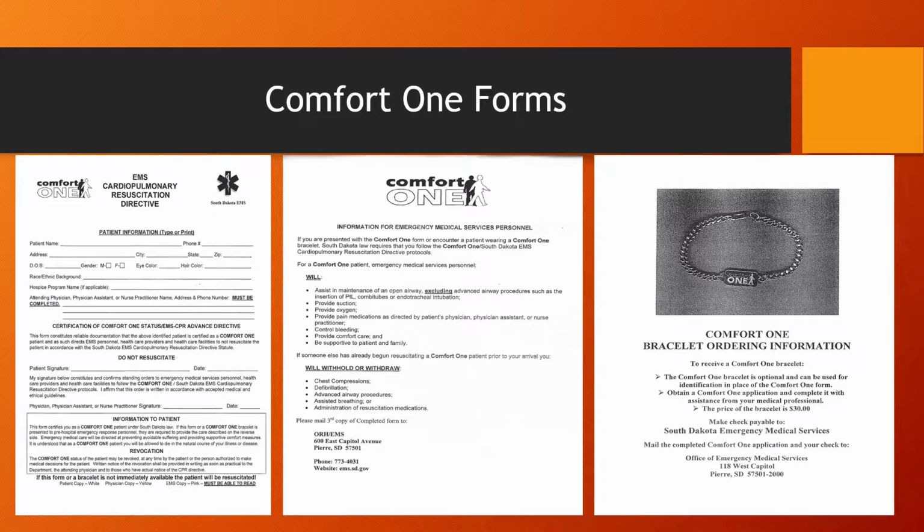It does require the patient's signature, and it also requires the signature of either a physician assistant or a nurse practitioner. On the second page, it does spell out what EMS will do for a patient that is a Comfort One patient and what they will withhold or withdraw from the patient. The third page on here is just information about ordering a Comfort One bracelet. If a patient has a Comfort One form filled out and the order on file, they can wear that bracelet to indicate to EMS that they have one of these filled out.